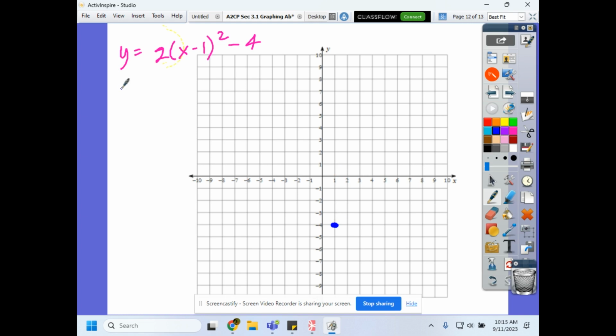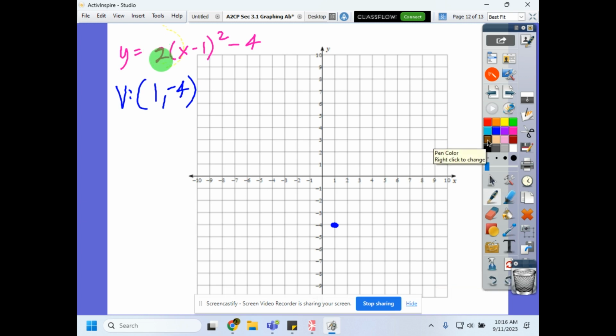So what's the vertex here, Lexi? Think again. Vertex. 1, negative 4. Very good. Kylie, how do we graph this one here? Before you say something, let me highlight this for you. See the 2 there, Kylie?